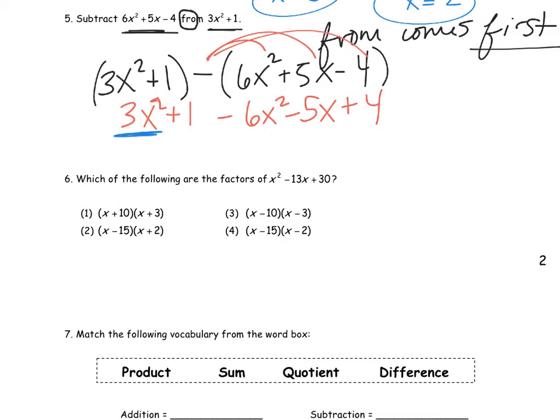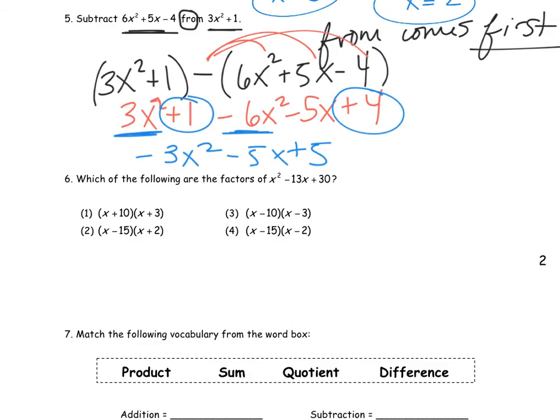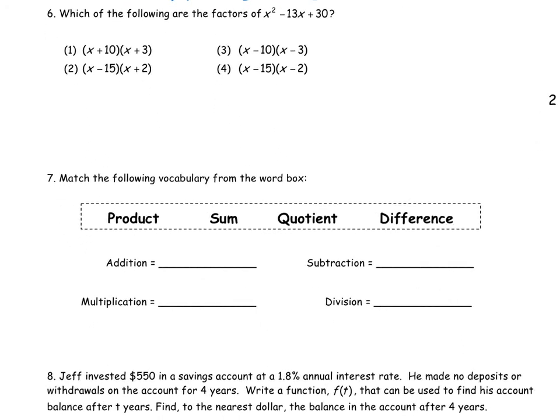Start to combine like terms. I'll have negative 3x squared minus 5x plus 5. All right, so you just got to remember, from comes first and distribute the negative throughout. Let's take a look at number 6.